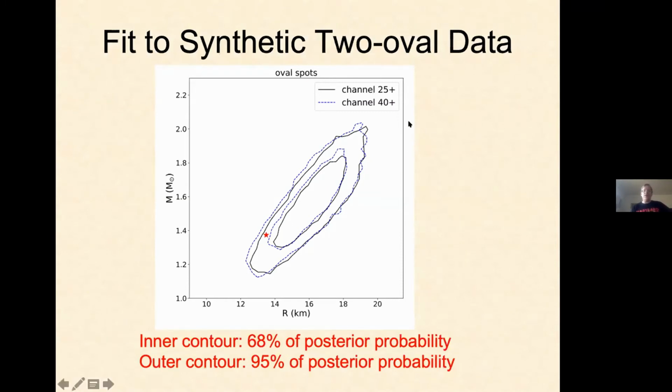Here, we're looking at 2 different cases depending on which energy channels we're using from NICER. This is the oval spots. These are 2 ovals. This is a fairly complex model. And we see that we're getting something which is at about the 1.5 sigma level. So that's not at all inconsistent. These sorts of checks are necessary to ensure that we have reasonable fits.